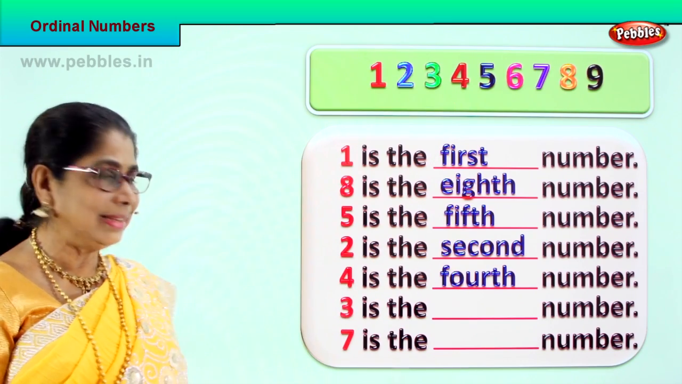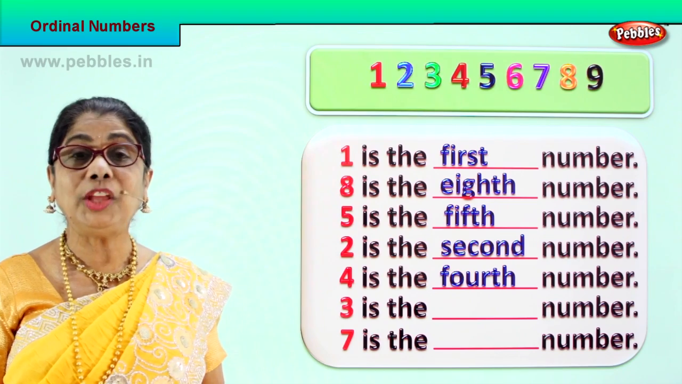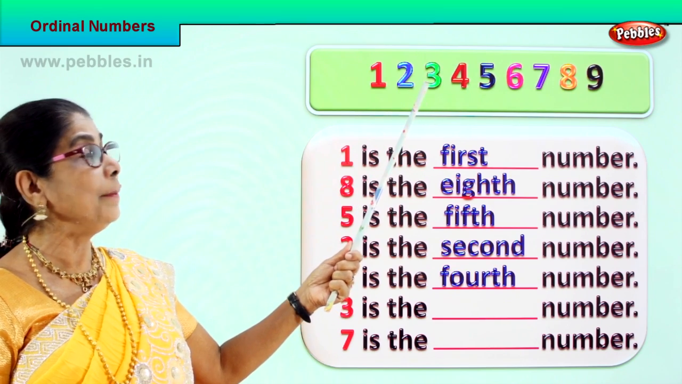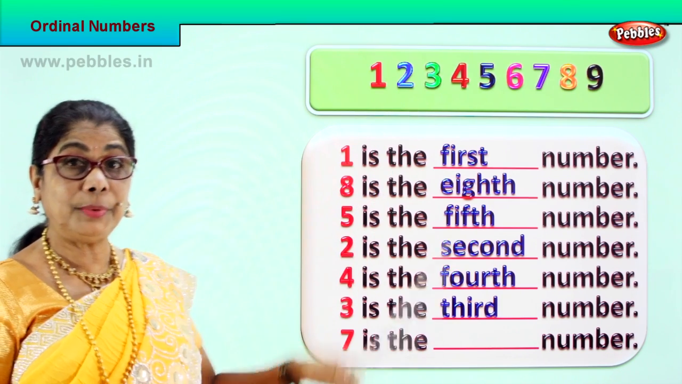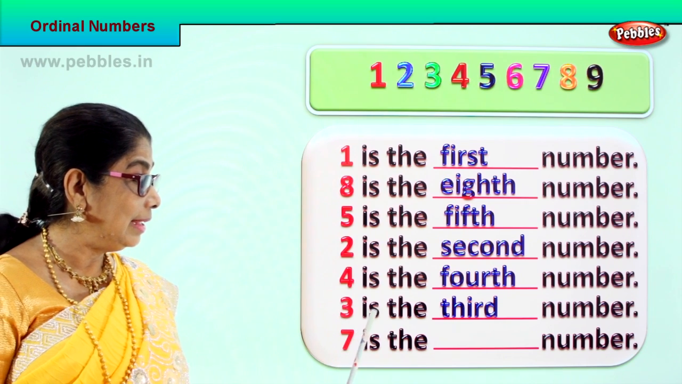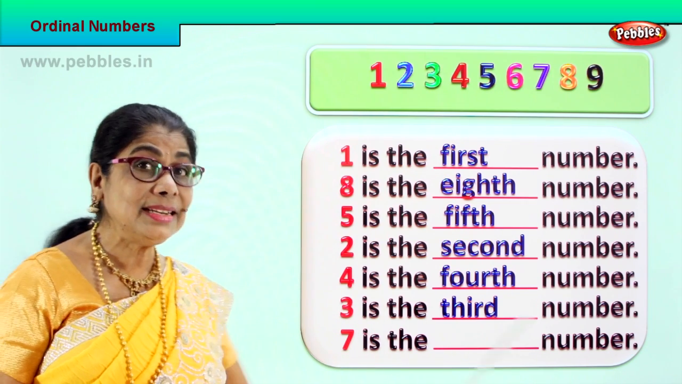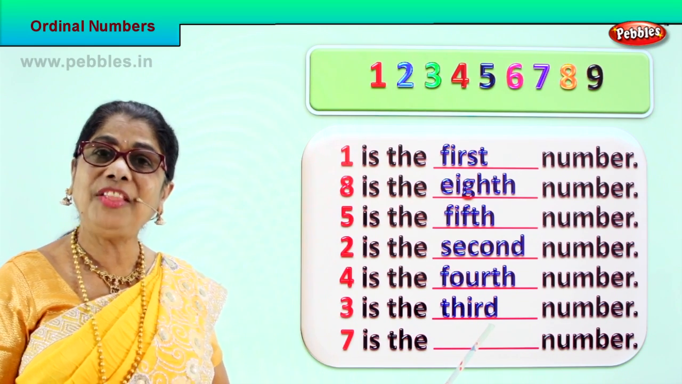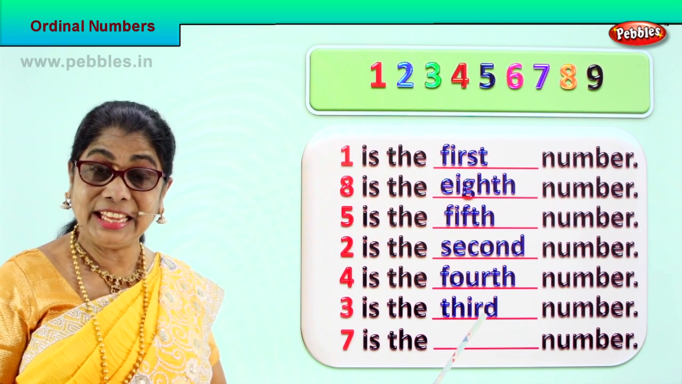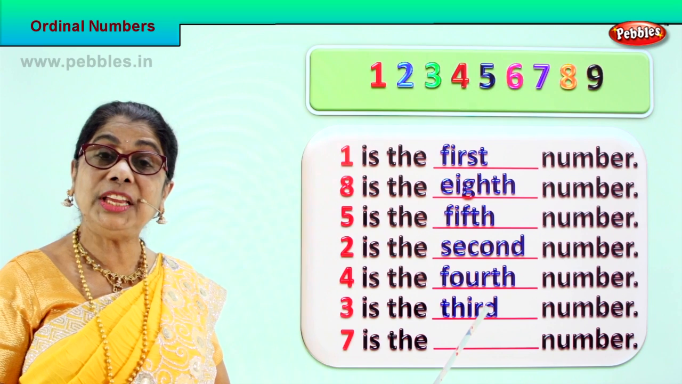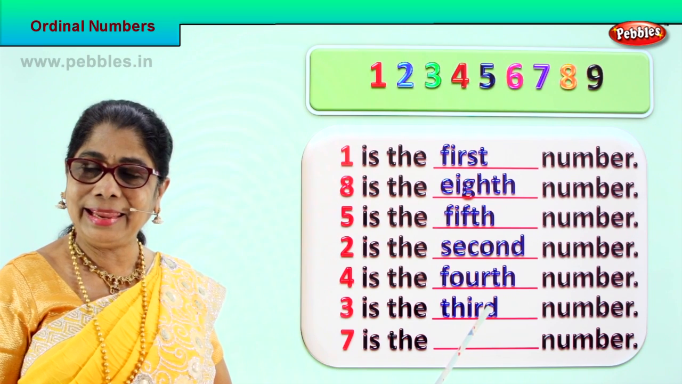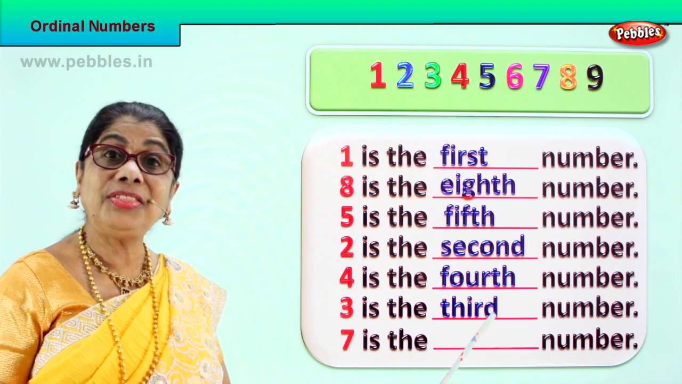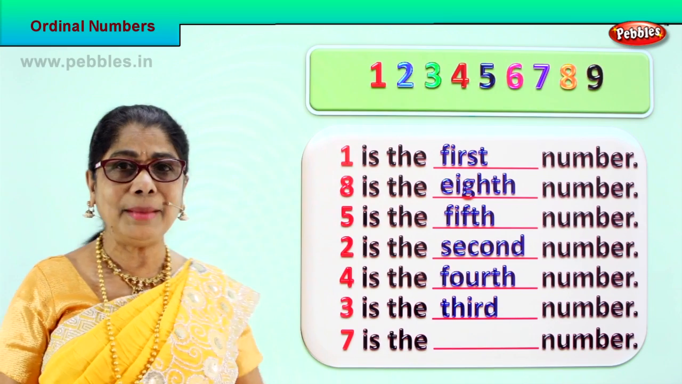Good. Let's look at this. There's number 3. Let's look at the ordinal position. First, second, number 3 is in the 3rd position. So we write: number 3 is the 3rd number. Let's spell third. T-H-I-R-D. Third. Say it again. T-H-I-R-D. Third. Number 3 is the 3rd number.